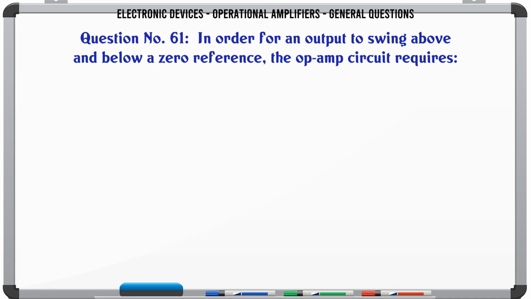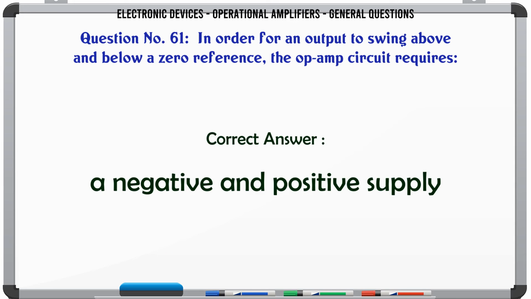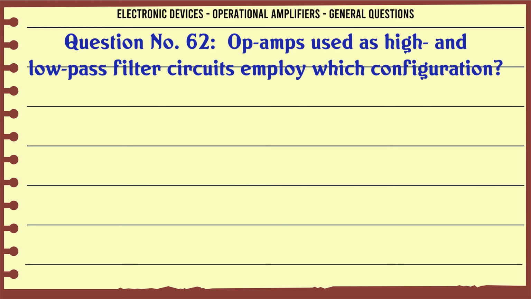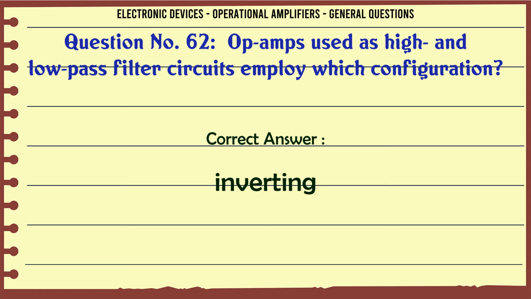In order for an output to swing above and below a zero reference, the op-amp circuit requires A. Resistive feedback network, B. Zero offset, C. A wide bandwidth, D. A negative and positive supply. The correct answer is a negative and positive supply. Op-amps used as high and low pass filter circuits employ which configuration? A. Non-inverting, B. Comparator, C. Open loop, D. Inverting. The correct answer is inverting.